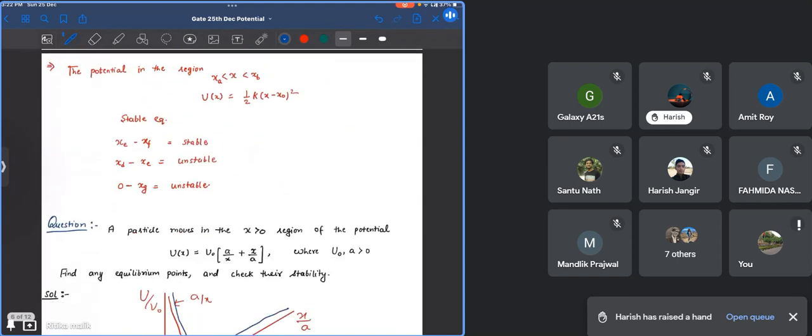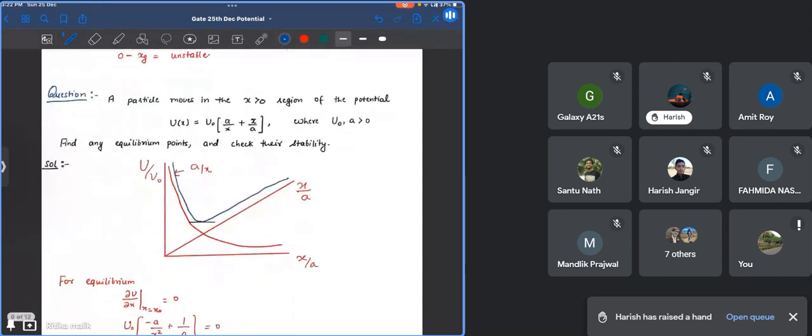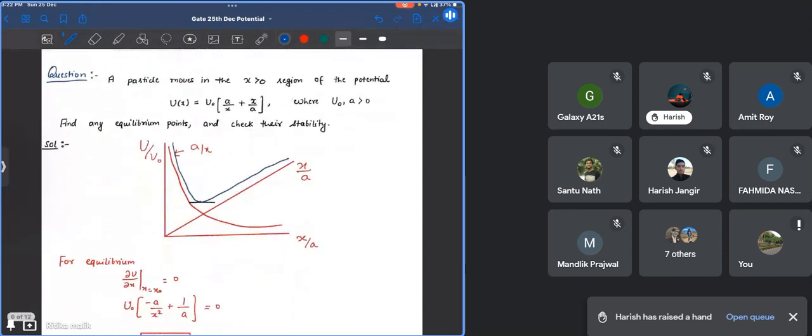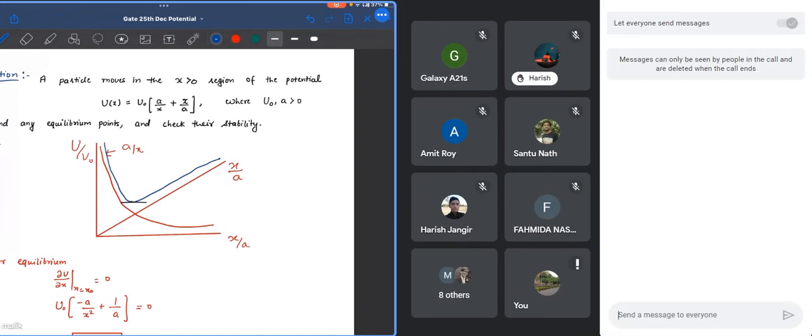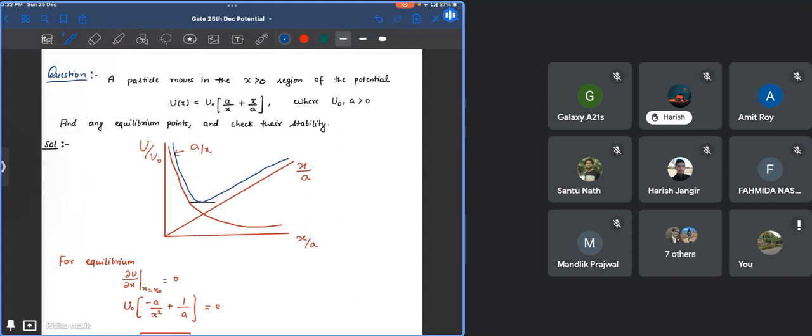They are very straightforward and very easy to calculate in the exam. For example, this is the type of question you will encounter. Someone raised a hand. Is it the previous one? Okay, I think this one is the previous one.